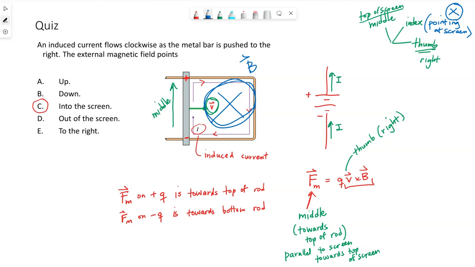It turns out this problem we can talk about in terms of flux as well, which we haven't talked about yet in terms of magnetism, but we will do that in the next video.